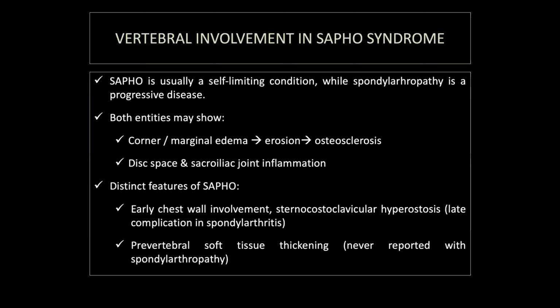Both entities have in common the corner and marginal edema that leads to erosion and osteosclerosis. Both entities also have in common the disc space and sacroiliac joint inflammation. However, what's different between SAPHO and spondyloarthritis is the early chest wall involvement, sternoclavicular hyperostosis, and this appears more late in spondyloarthritis. The other difference is the prevertebral soft tissue thickening that is never reported in spondyloarthropathy.